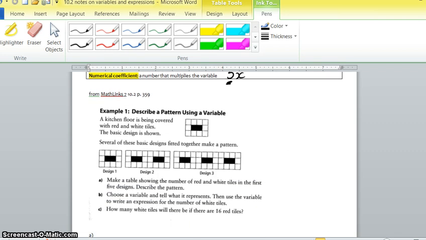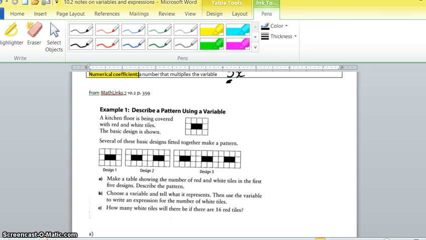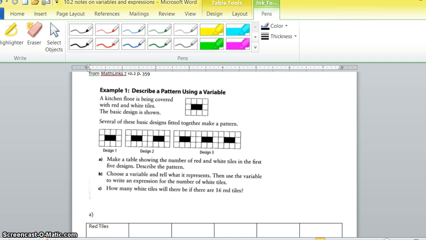Now, the example we'll do together is from your textbook in MathLink 7 on page 359 if you want to follow along, but I've also copied the question over here. So, the example involves describing a pattern using a variable. So it says that a kitchen floor is being covered with red and white tiles. The basic design is shown below, or sorry, up here. And several of these basic designs fitted together make a pattern. So you have design 1, design 2, and design 3.